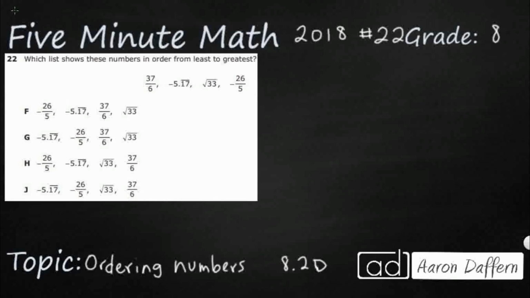Today we are looking at the 8th grade concept of ordering numbers. This is standard 8.2D in the great state of Texas, and we are using item number 22 of the 2018 released STAAR test. If you have not done so already, please go ahead and take a moment to pause the video, work this problem out on your own, unpause it, and we will look at our answers together.